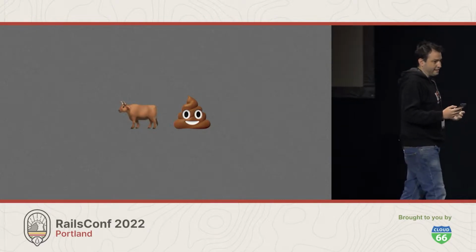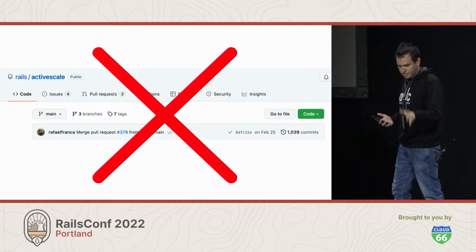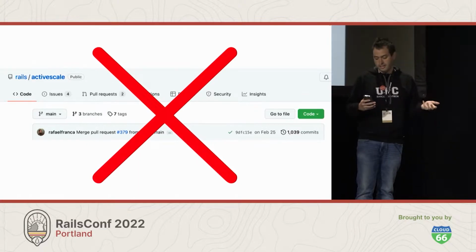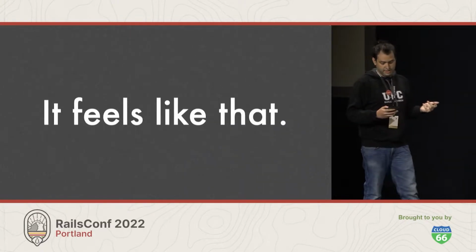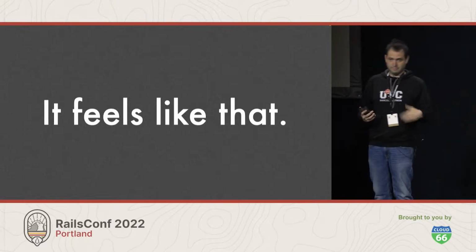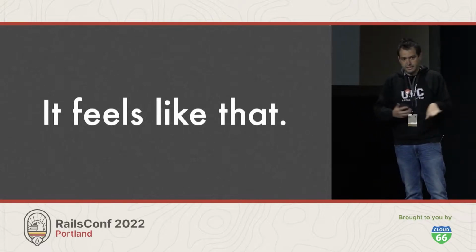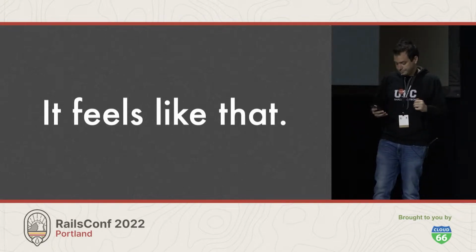Not really. ActiveScale doesn't exist. I just copy-pasted some screenshots from Rails, and I changed the name using Chrome. The thing here is that scaling is a hard problem, and it feels like that. There are no free lunches, like in so many features on Rails, where 22-year-old me implemented a fantastic authentication system having literally no idea about encryption. That doesn't happen with scaling.